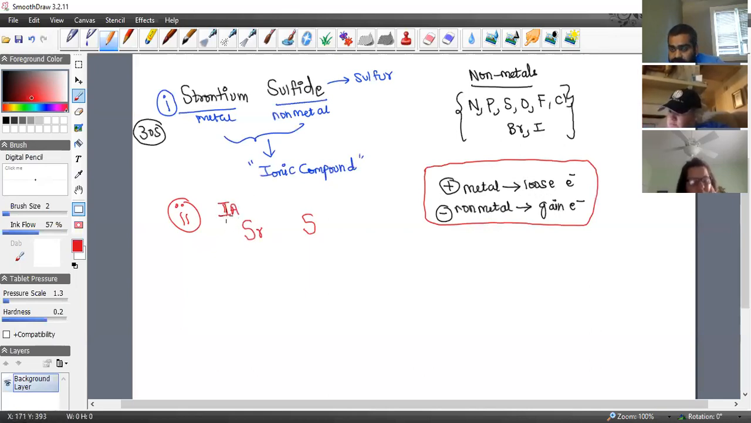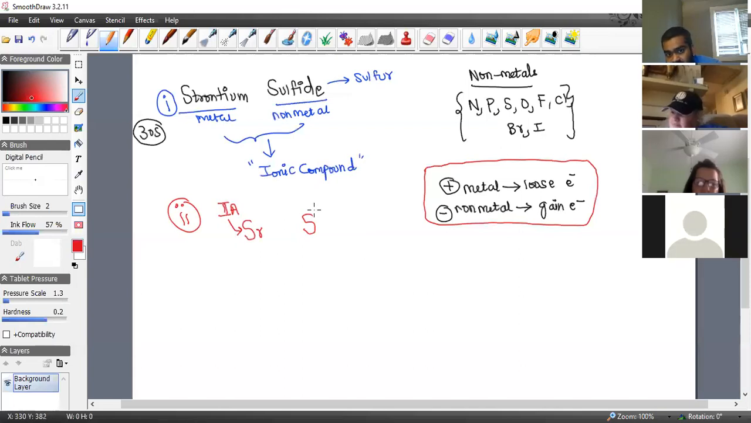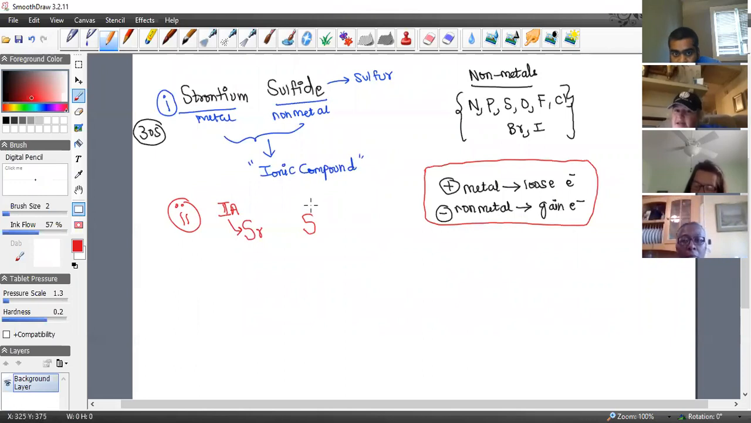Now, what does 2 mean? How many can strontium lose? Can it lose 3? No, it can only lose 2. Very good. Where is sulfur in the periodic table? What column is it under? 6A. All right.